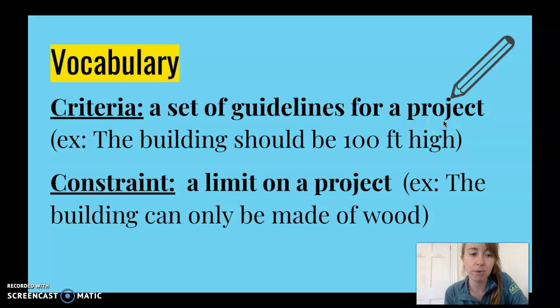Okay, three vocabulary words. The first one, criteria, is a set of guidelines for a project. For example, the building should be 100 feet high. A constraint is a limit on a project. For example, the building can only be made of wood. We'll go over another example because I think this is hard to understand without actually seeing some examples. But basically, criteria are the goals of a project or a design, whereas the constraints are anything that you can't go past.